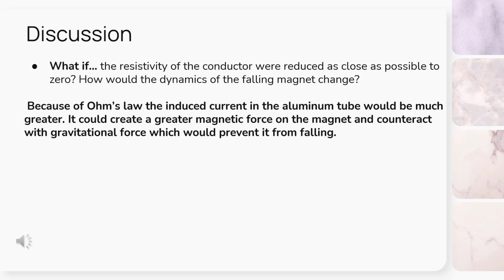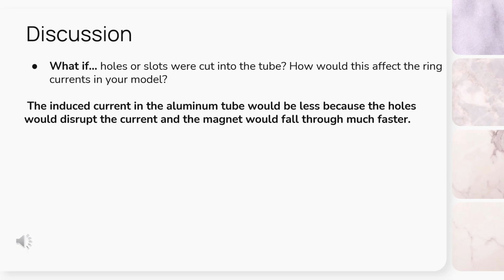What if the resistivity of the conductor was reduced as close as possible to zero? How would the dynamics of the falling magnet change? Because of Ohm's law, the induced current in the aluminum tube would be much greater. It could create a greater magnetic force on the magnet and counteract the gravitational force, which would prevent it from falling.